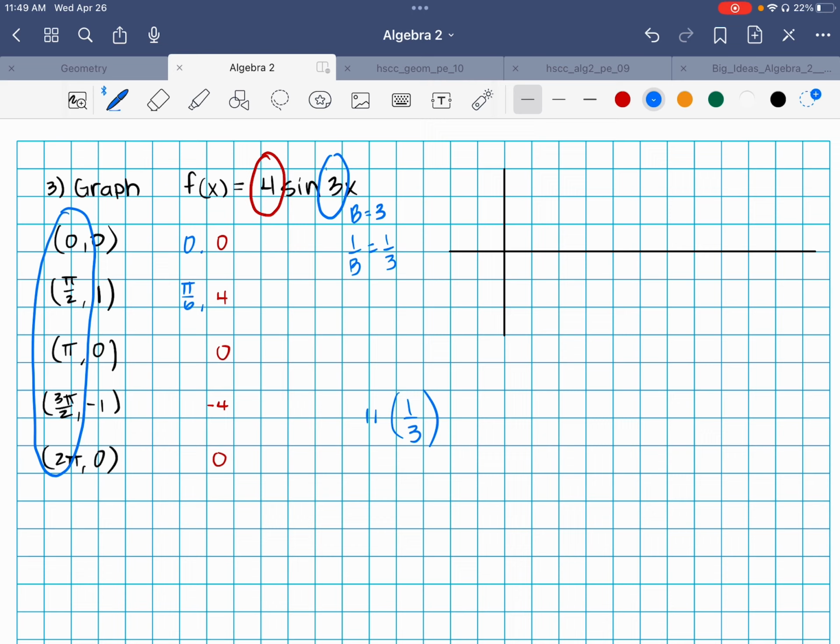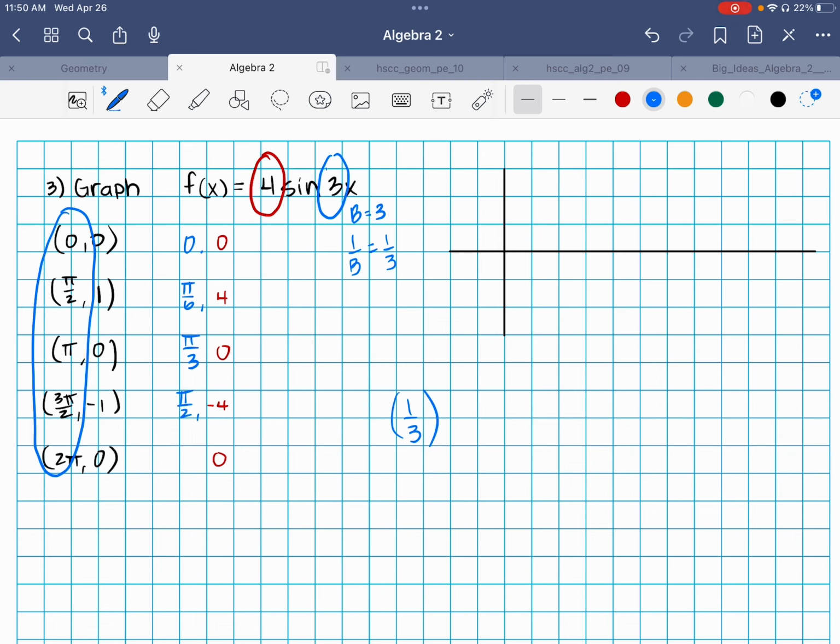Then we're going to multiply that by pi. When you multiply pi and 1/3, this gives us pi over 3. So we have pi thirds, or pi over 3. The next one, this one's a tricky one. 3 pi over 2 is going to get multiplied to the 1/3. But in this case, the 3's are going to cancel out, leaving us with pi over 2. So we now have pi over 2, -4.